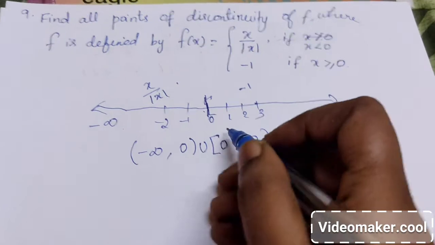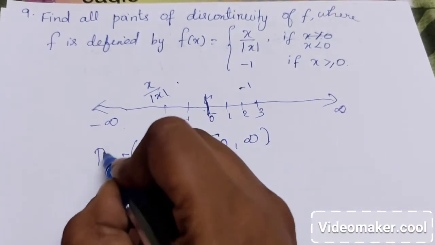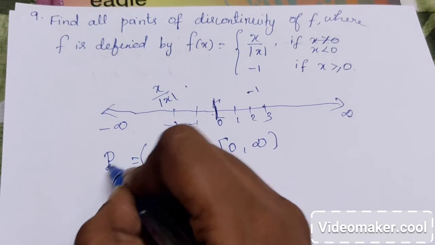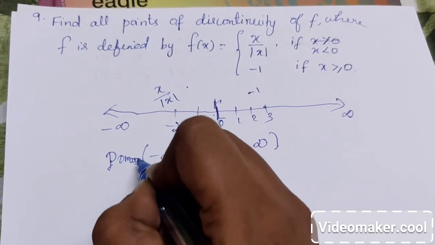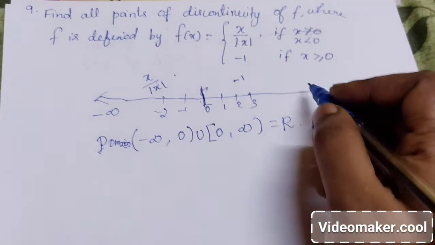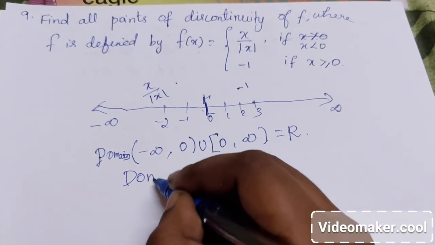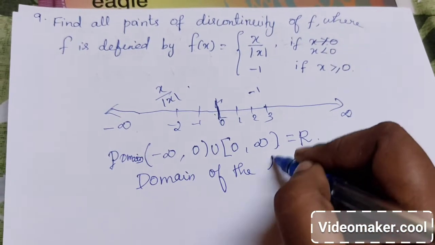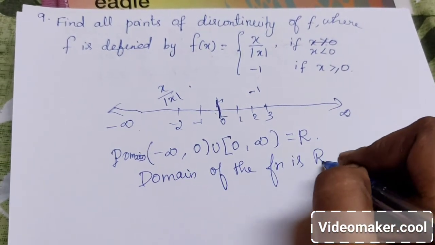So the union of these two will give us the domain of the function, which is nothing but the entire real line. So the domain of the function is the real line.